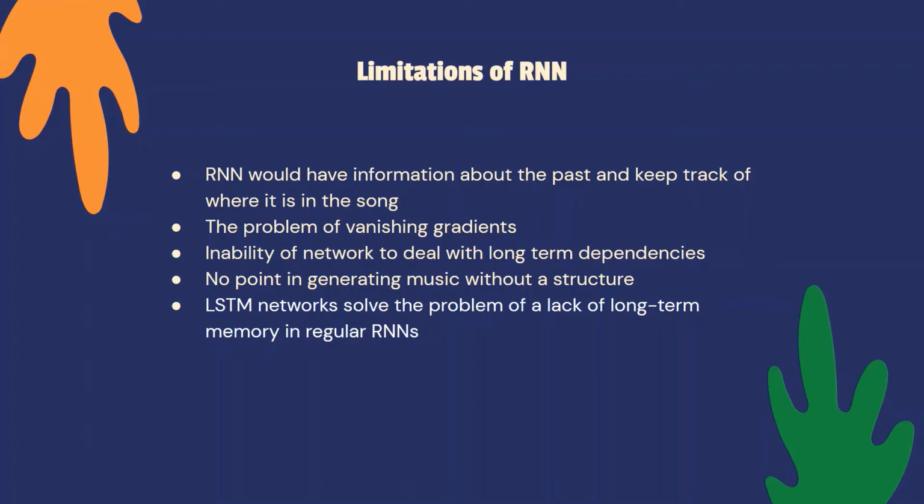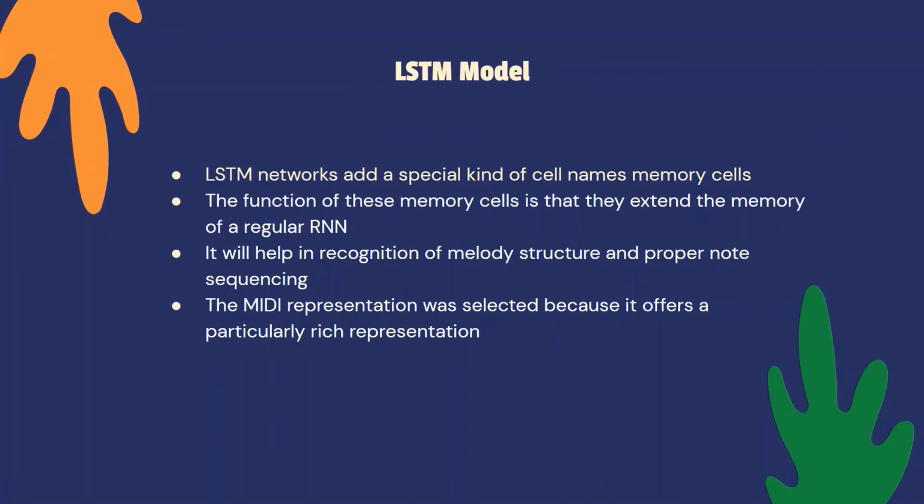LSTM networks solve the problem of a lack of long-term memory in regular RNNs. LSTM networks add a special kind of cell named memory cells. These memory cells consist of 3 gates: input, output, and forget. Input gates control how much data is inputted into memory. The output gate controls the data passed to the next layer, and the forget gate controls the loss or tearing in the shared memory. These gates contain sigmoid and hyperbolic tangent functions.